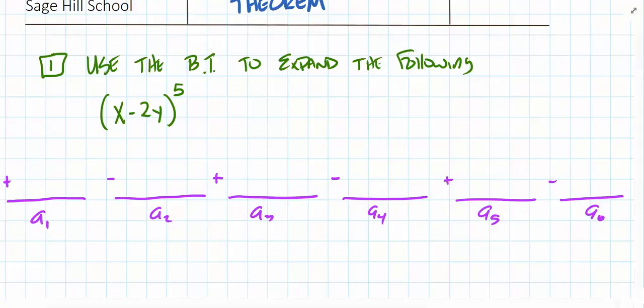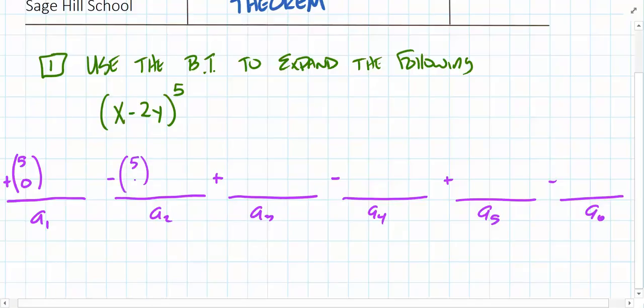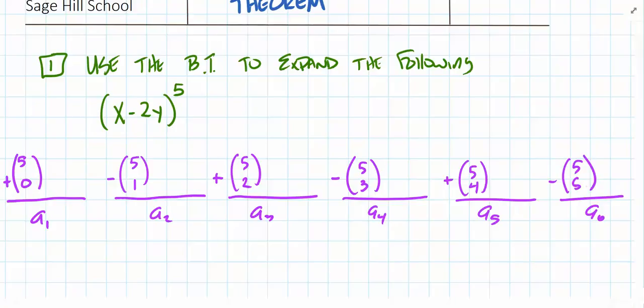Good. So then we're going to do our choosing part. So we're going to start with 5 choose 0. And then we go to 5 choose 1. And then 5 choose 2. And then 5 choose 3. 5 choose 4. And then finally, 5 choose 5. That's the first step that we do.